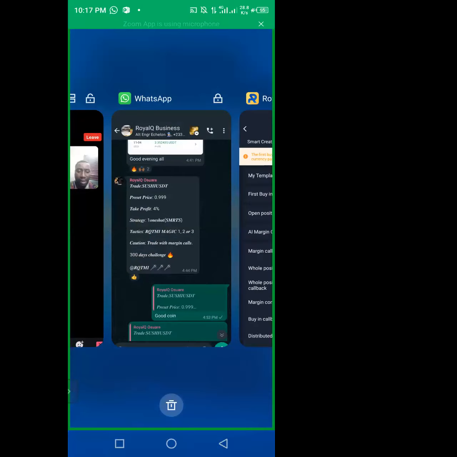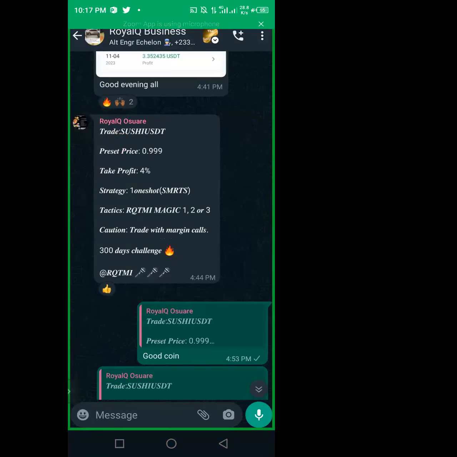Okay, I will go back to the signal. We have been able to set the preset price. The trade is already running now. I've already started it. I've secured my entry price. I've also secured the take profit. So these are the two key things first to enter a trade.